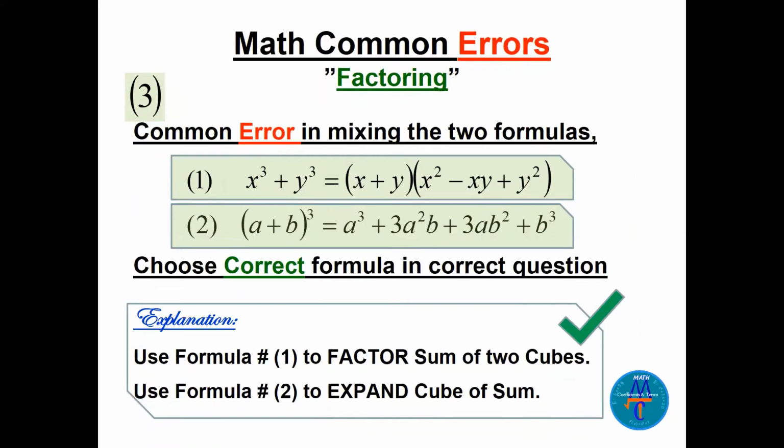Number 3, error number 3. Some people mix up these 2 formulas. Many students have asked me, when do you use this number 1? When do you use this number 2? This is completely the opposite. Each one is in a different direction. Even though they look close, they are not close. Look at the first one, x cubed plus y cubed. That's the given. So I put here in the explanation: use formula number 1 to factor.